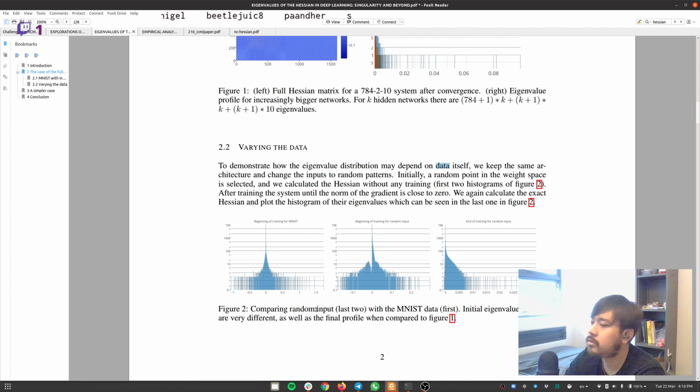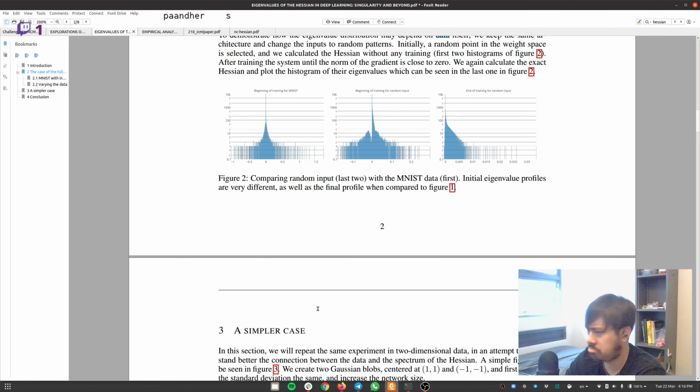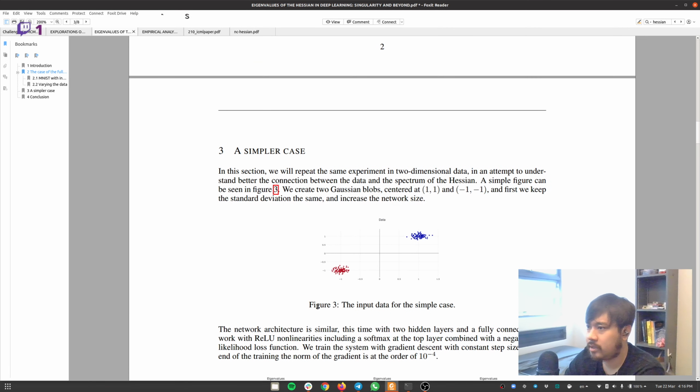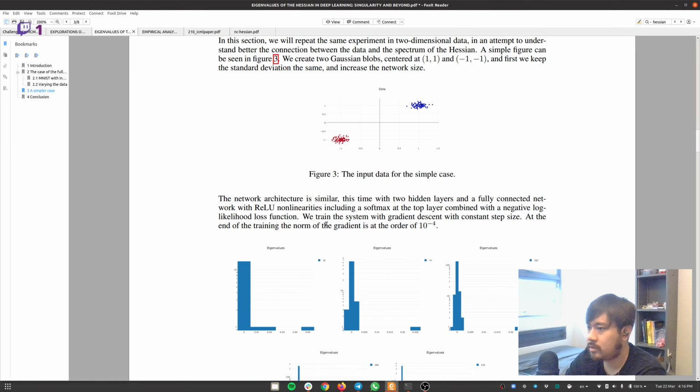Comparing random input with the MNIST data, the eigenvalue profiles are very different, as well as the final profile. We repeat the same experiment in two-dimensional data in an attempt to understand better the connection between the data and the spectrum of the Hessian. A simple figure can be seen in figure 3. We create 2 Gaussian blobs. Hey, that's very similar to what I did. Keep the standard deviation, increase the network size. The network architecture is similar.